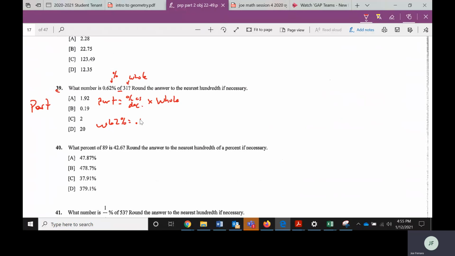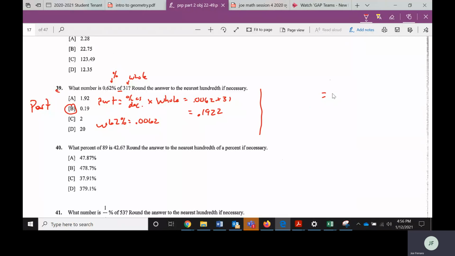So the decimal version is actually 0.0062. So take 0.0062 times the whole, which is 31. Okay, and that's going to give you a pretty small number. It's going to give you 0.1922. It says round to the 100th, which is right here. So 0.19 is the answer.